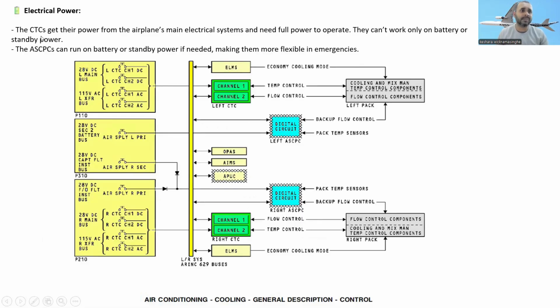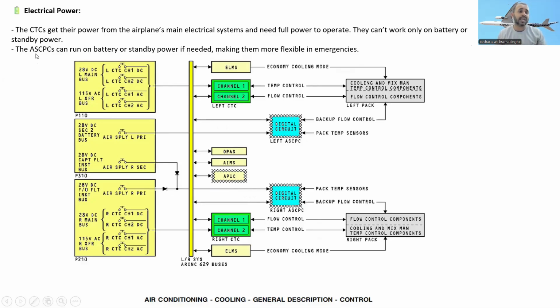Now let's go to the electrical power. The cabin temperature controllers get their power from the airplane's main electrical system and need full power to operate. They can't work only on battery or standby power. This one needs the full power.